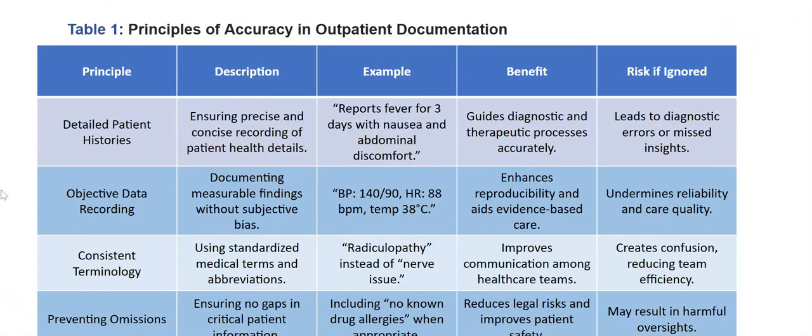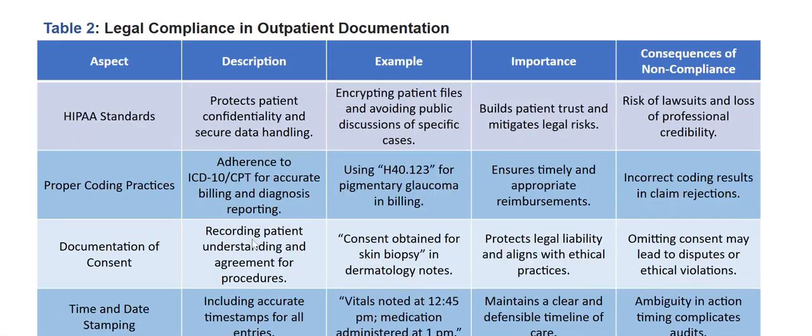Summary tables. Here we have a table on principles for accuracy in outpatient documentation. Principle, description, example, benefit, risk if ignored. Principles: we have detailed patient histories, objective data recording, consistent terminology, preventing omissions, double checking entries.